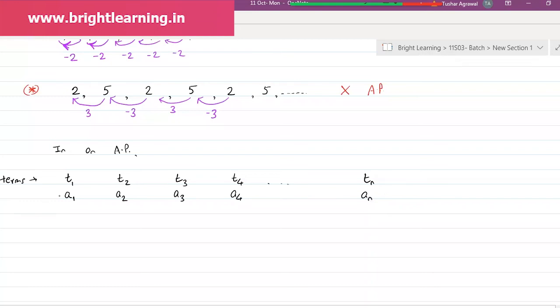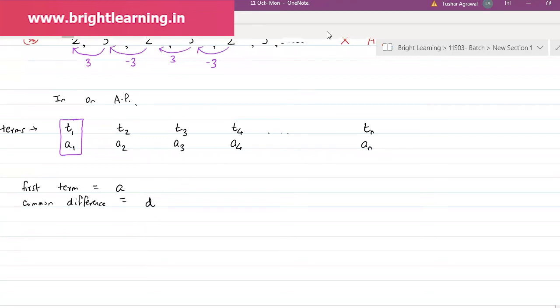So for the first term, there is a standard notation. The standard notation is simply A. The letter A you can reserve for the first term, but it is not a compulsion. Be free to use other variables. And the common difference is represented generally by the standard letter D. So we know that now.